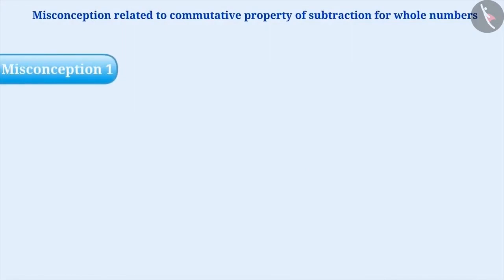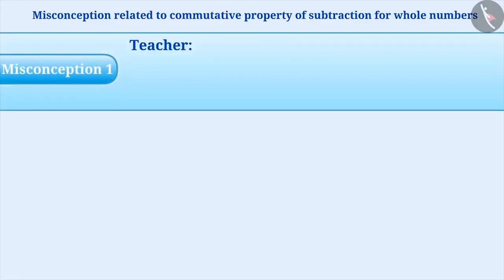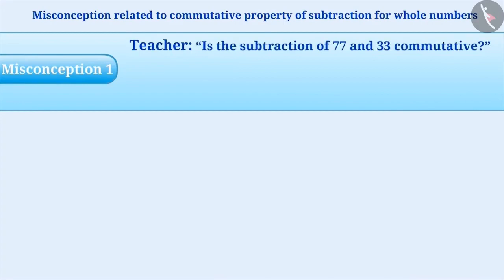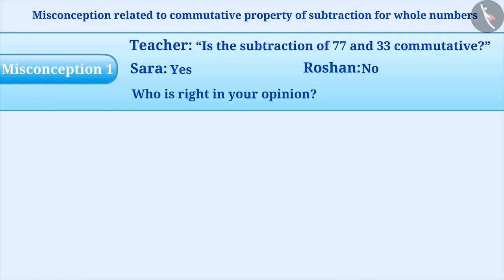Misconception 1. Teacher asked a question in the class. Is the subtraction of 77 and 33 commutative? Sarah answered, yes, while Roshan said no as an answer. Who gave the right answer?